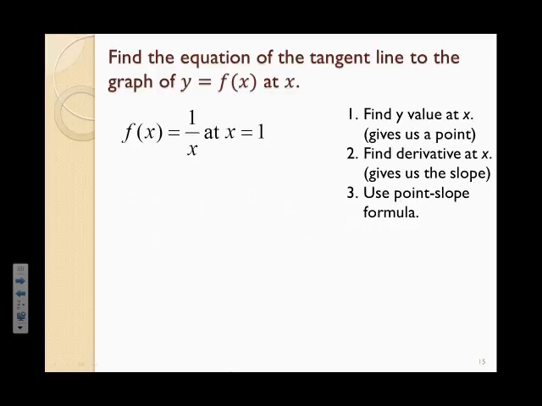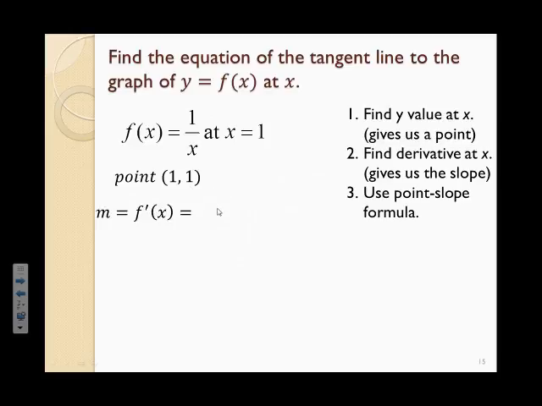Now, find the equation of the tangent line. Let's do another example. With this one, f of x is equal to 1 over x, and we're doing it at x is equal to 1. So we need to find a point. And of course, that's relatively easy to do. If x is equal to 1, to find the y value, we do an f of 1. So we put 1 in for x, it's 1 over 1, which is 1. So the point, the x is 1, the y is 1, the point is 1, 1.